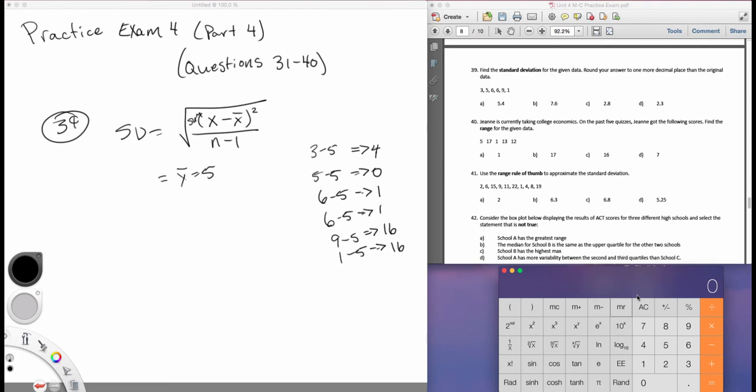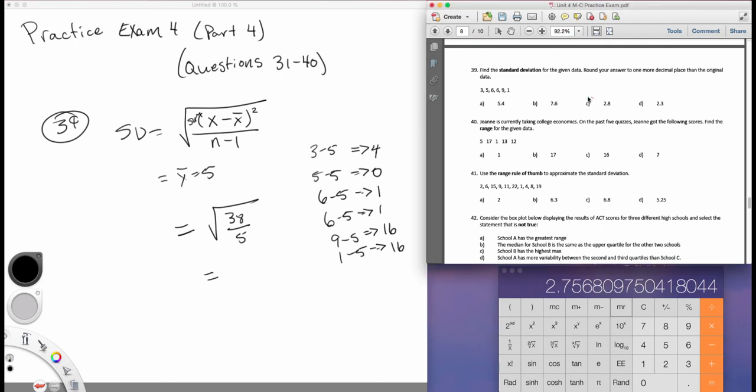So let's add those terms up, because remember, now we're going to take the sum of each of those numbers. 4 plus 0 plus 1 plus 1 plus 16 plus 16 gives us 38. So now we know that the standard deviation is the square root of 38 over 5, because remember we had 6 terms, 6 minus 1 is 5. So I'll take 38, divide that by 5, and take the square root. So 2.75 or 2.8. C is my correct answer.